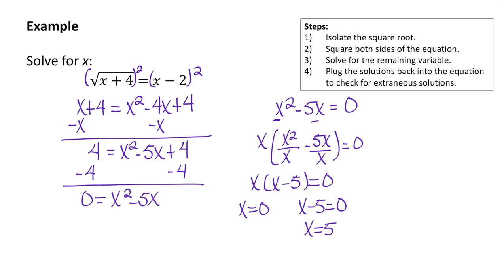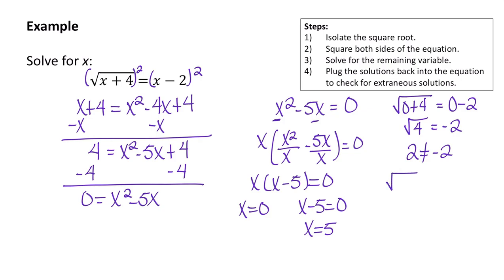Now I need to check both of these solutions in my original problem. If I check x equals 0, I get the square root of 0 plus 4 equals 0 minus 2. So that tells me the square root of 4 equals negative 2. That says that 2 equals negative 2, which is false. So 0 is an extraneous solution.